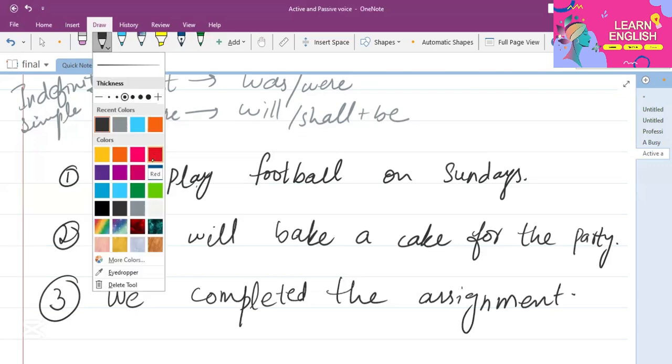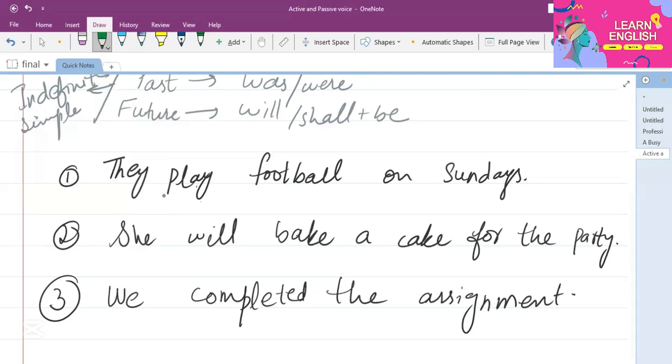All right, so the time is up. I'm going to write the correct answers over here. They play football on Sundays. Football is played by them on Sundays.